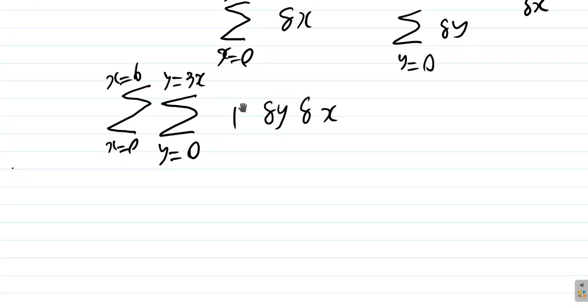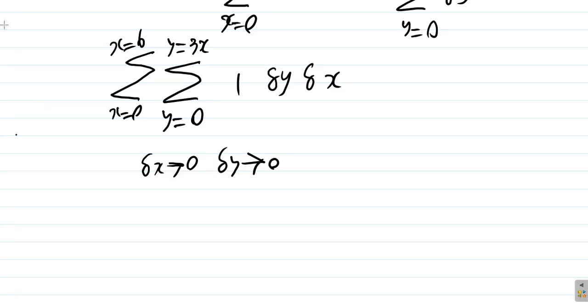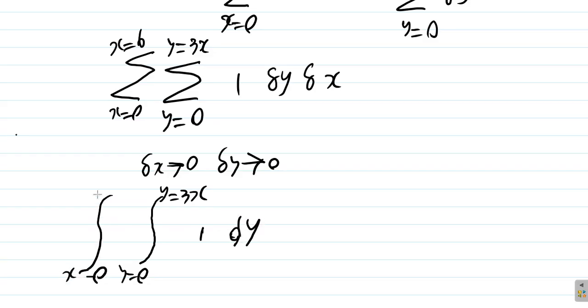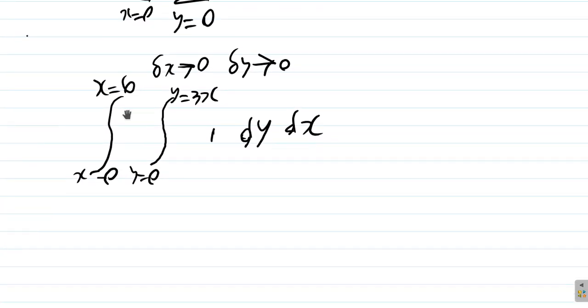Alright. Now, as these little squares get smaller and smaller, delta x approaches 0, delta y approaches 0, we need more and more of them to add up. So as they approach 0, we get the integral from y equals 0 to y equals 3x of dy, not delta, dy, and the integral from x equals 0 to x equals 6 of dx. You see that? Now let's see how it goes.